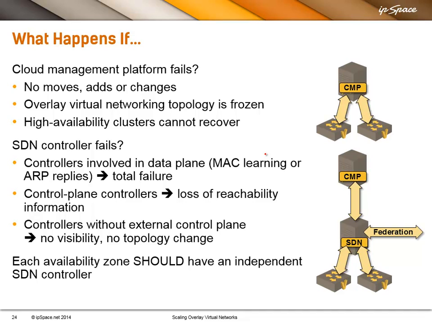Bad. On the other hand, if you rely on static routing and appliances that provide connectivity between a tenant and the outside world, then even if you lose the controller, it's approximately as bad as if you lose the cloud management platform. So the more involved an SDN controller is with the forwarding process, the worse the network fares when the controller fails. But as I said, the very minimum is that each availability zone should have an independent SDN controller.